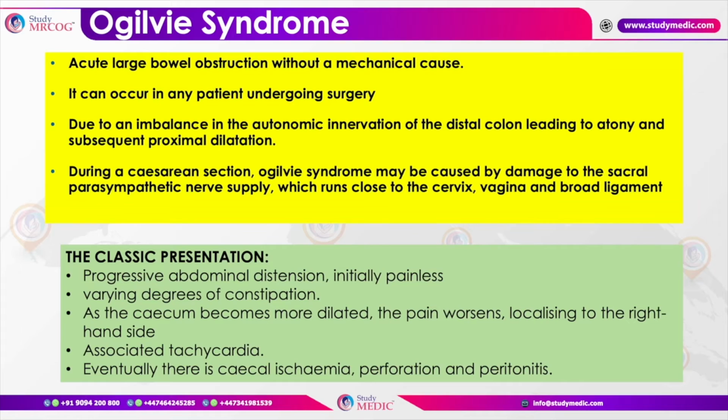During a cesarean section, Ogilvie syndrome may be caused by damage to the sacral parasympathetic nerve supply, which runs close to the cervix, vagina, and broad ligament. The classical presentation includes progressive abdominal distension, which is initially painless, varying degrees of constipation, and as the cecum becomes more dilated, the pain worsens, localizing to the right-hand side. It may be associated with tachycardia, and eventually there is cecal ischemia, perforation, and peritonitis.